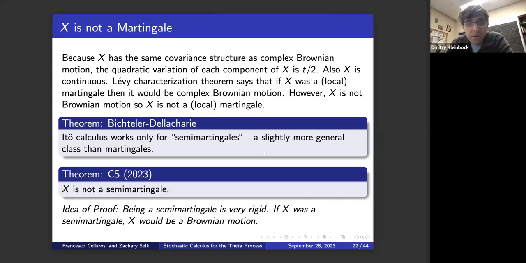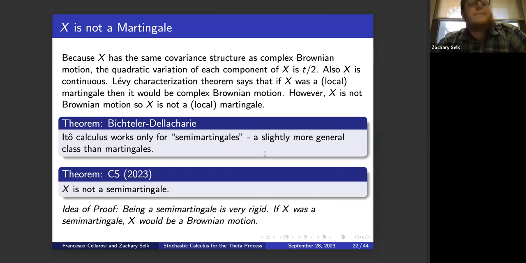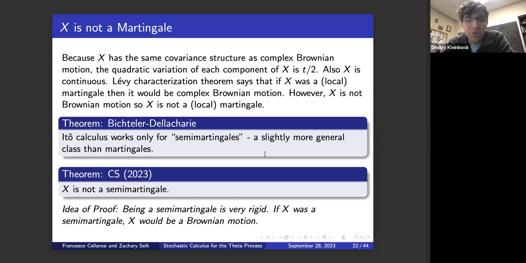Excuse me, can you explain this first theorem of Bichteler-Dellacherie? What is the statement actually? Itô calculus works only for semimartingales. If something is not a semimartingale, then what doesn't work?